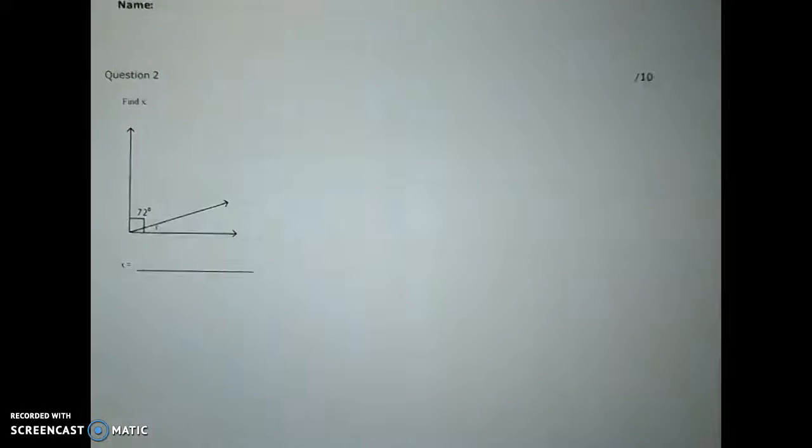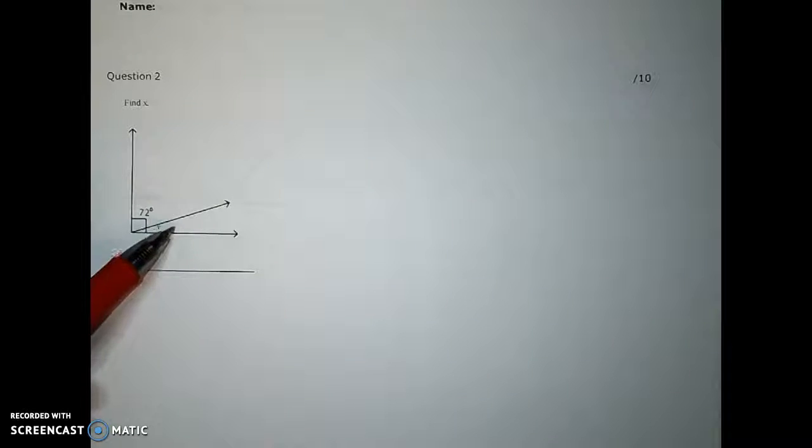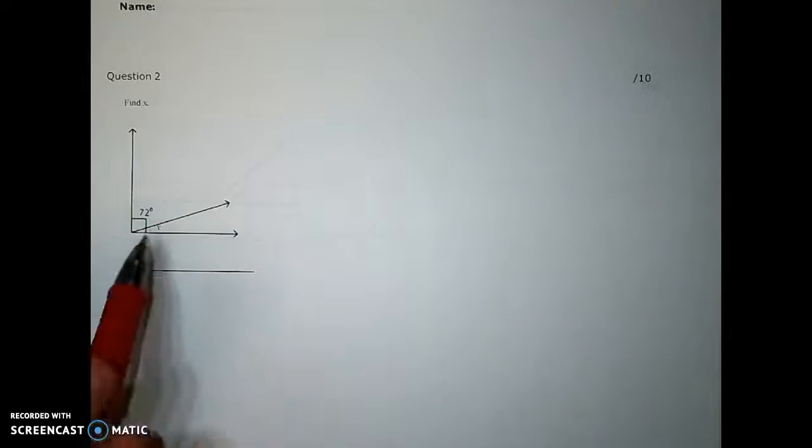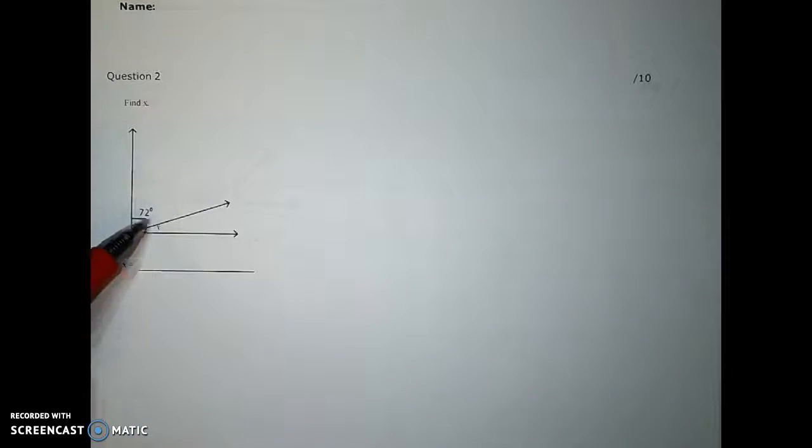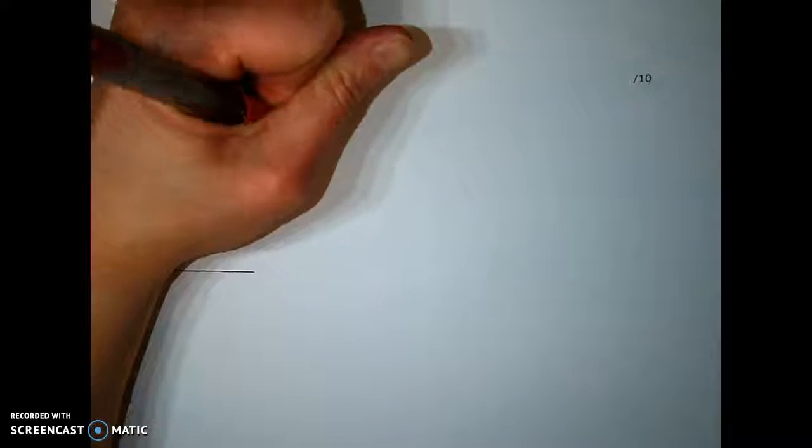For example number 2, it also asks us to find x. Now in this case, notice that they give us a square in the bottom of the angle, and that tells me that my full angle has a measure of 90 degrees. Now what I know is that both of these angles are supplementary, since together they give me a 90-degree angle, so that means that if I take x plus 72, it's going to equal 90.